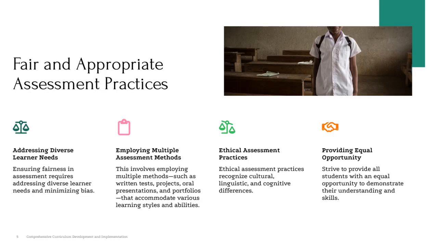When we talk about fair and appropriate assessment practices, the first thing to consider is addressing the diverse needs of learners. It's essential to minimize any bias to ensure that every student has an equal chance to succeed. To achieve this, we use multiple assessment methods. This means going beyond just written tests and including projects, oral presentations, and portfolios. These varied approaches accommodate different learning styles and abilities, making assessment more inclusive. Ethical assessment is also key. It involves being mindful of cultural, linguistic, and cognitive differences among students. Finally, the goal is always to provide equal opportunity, so every student can effectively demonstrate what they know and what they can do, regardless of their background or learning preferences.